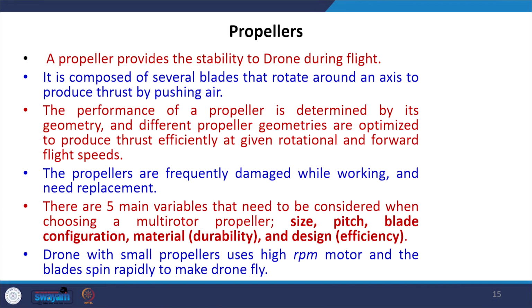All of them are important, and there is a lot of research going on in this direction, on how to design the optimum propeller. A drone with small propellers will use a very high RPM motor, and the blades spin rapidly so that the drone flies immediately.